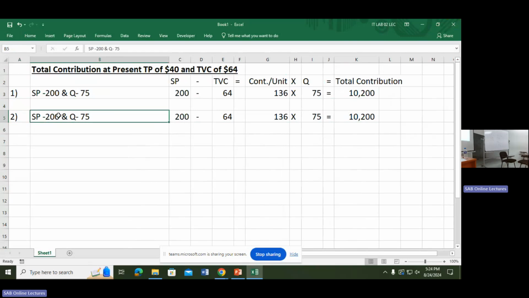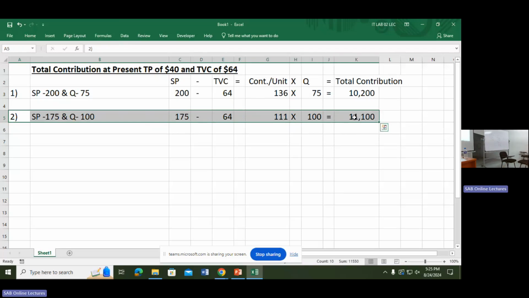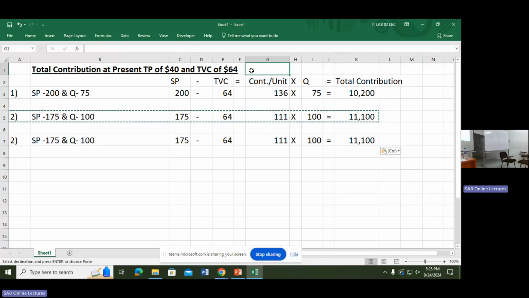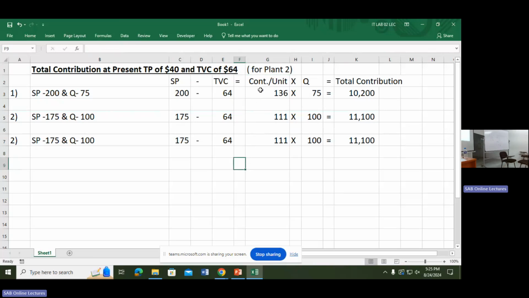Second scenario is selling price 175 and quantity 100. Selling price 175, quantity is 100. Total contribution is 11,100. Oh, plant 2. We are looking at plant 2. Third scenario, selling price 150, quantity 125.